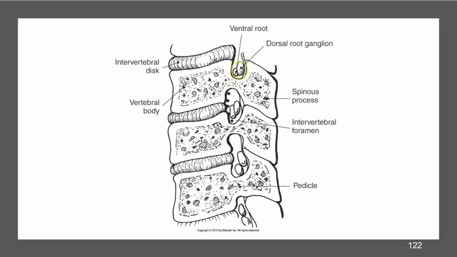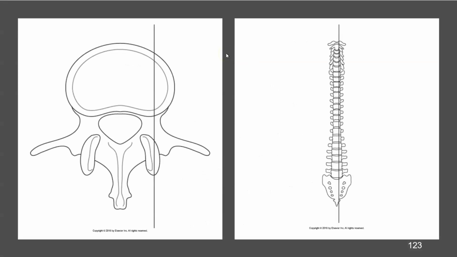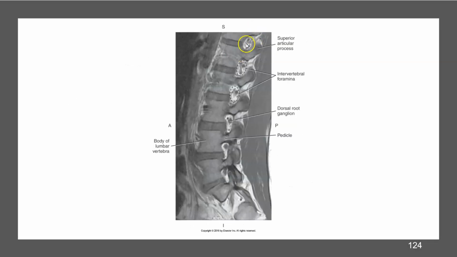Okay, so this is what it looks like from a cross section. So we have your spinous process, intervertebral foramina, and we've got your pedicle right here, and here's your vertebral body with your disc. Okay, so superior articular process, and you have your intervertebral foramina, so where these dotted circles are, and then you have your dorsal root ganglion. Here's your pedicle, and here's the body of L4.